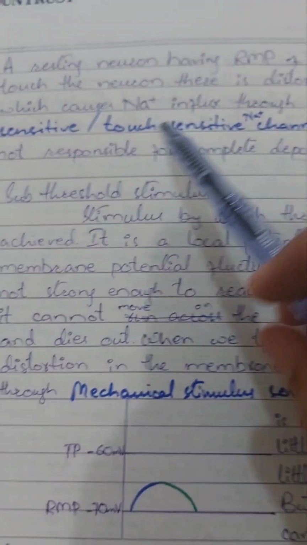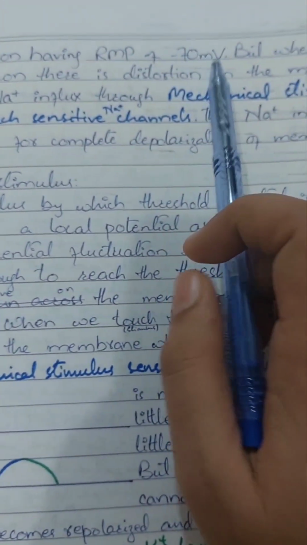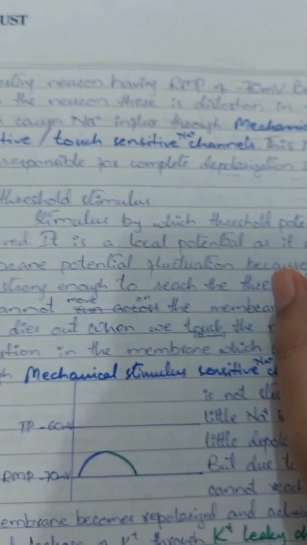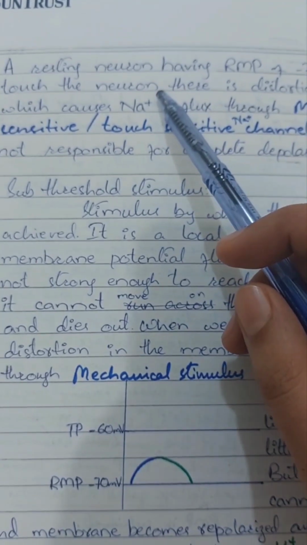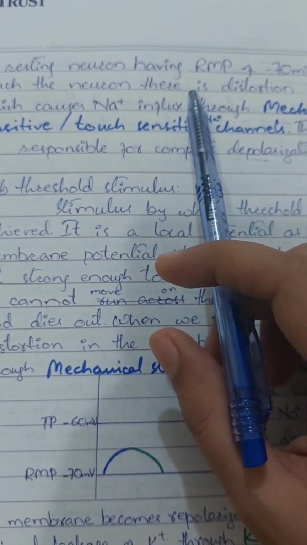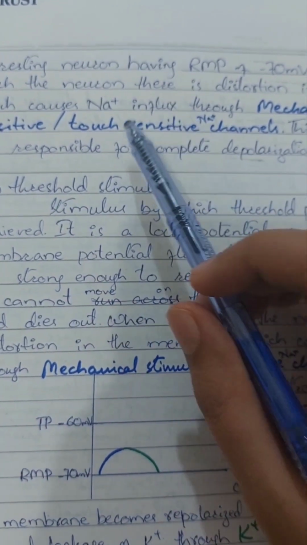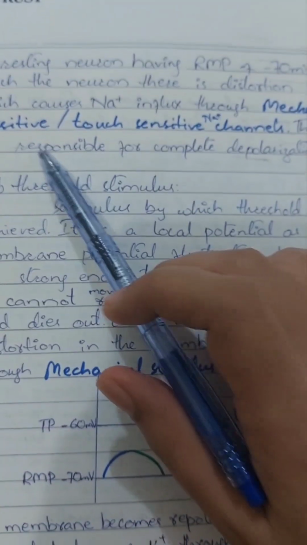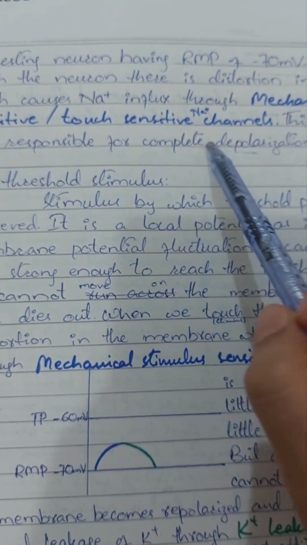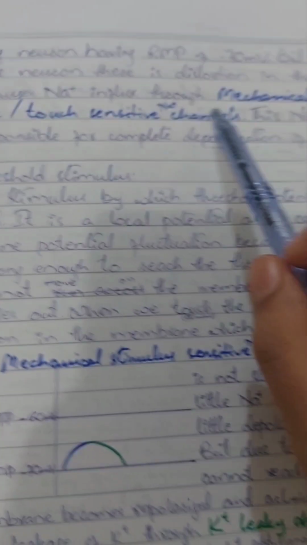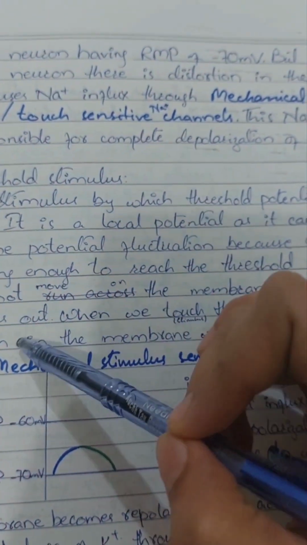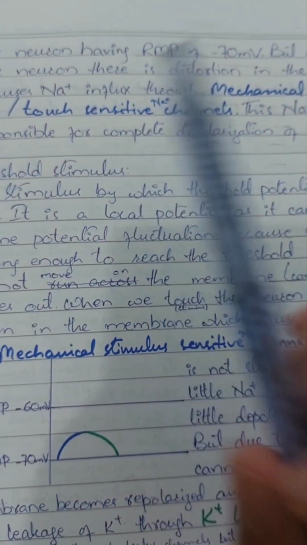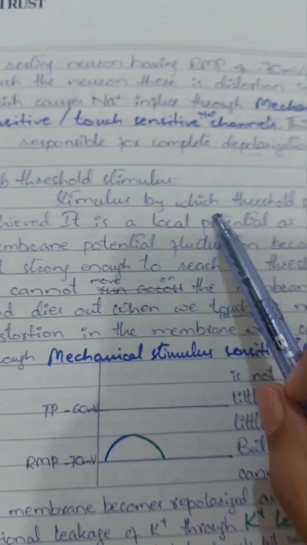These are the important channels which play an important part in this action potential. For example, there's a resting neuron having the resting membrane potential of minus 70 millivolt, but when we give the stimulus to the neuron, there's distortion in the membrane, which causes the sodium influx through mechanical stimulus sensitive or touch sensitive sodium channels. This sodium influx response is not responsible for complete depolarization of the membrane. This is the main point.